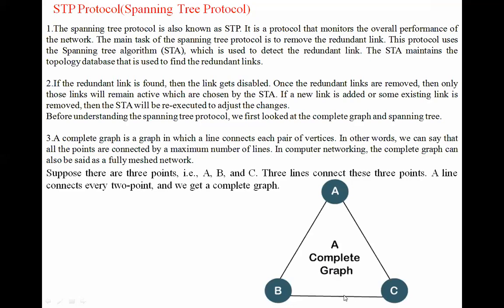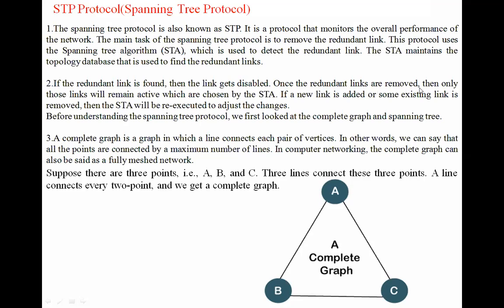Once this loop becomes active, whatever redundant link has been connected from B to C is removed immediately. That is the process going on in the spanning tree protocol. The spanning tree algorithm maintains the topology database that is used to find the redundant links. If a redundant link is found, then the link gets disabled.